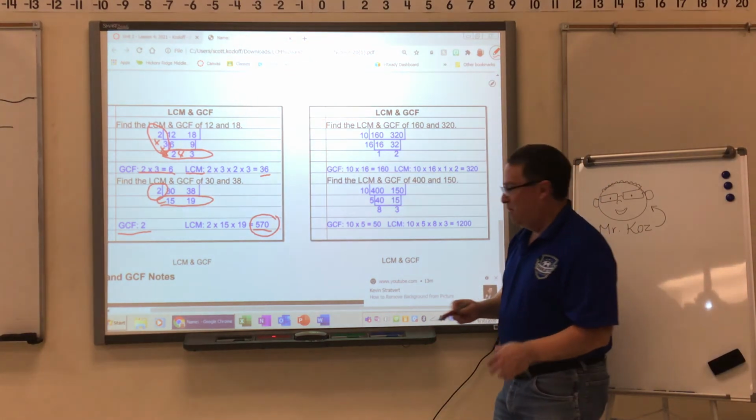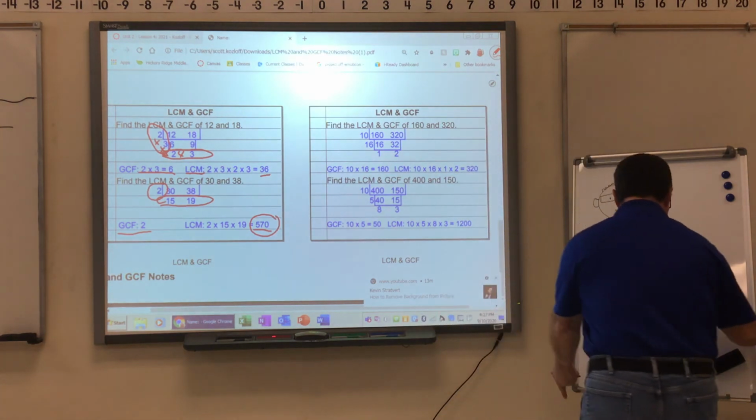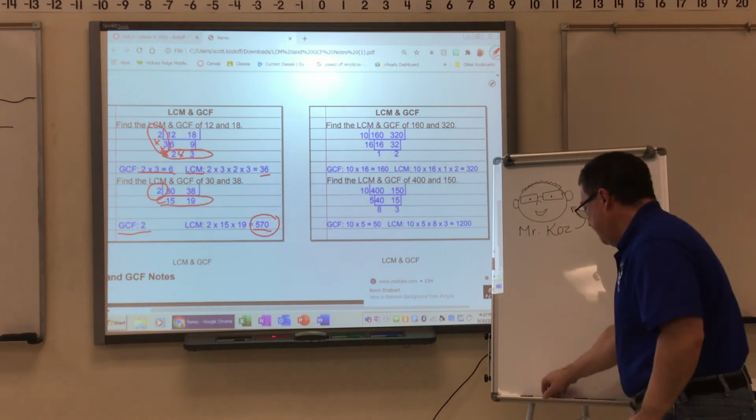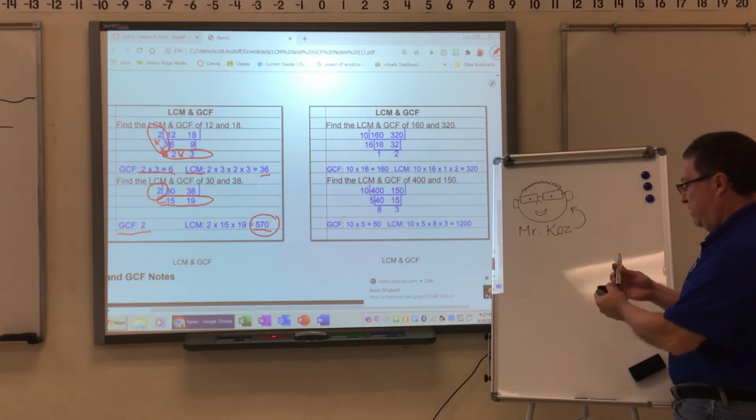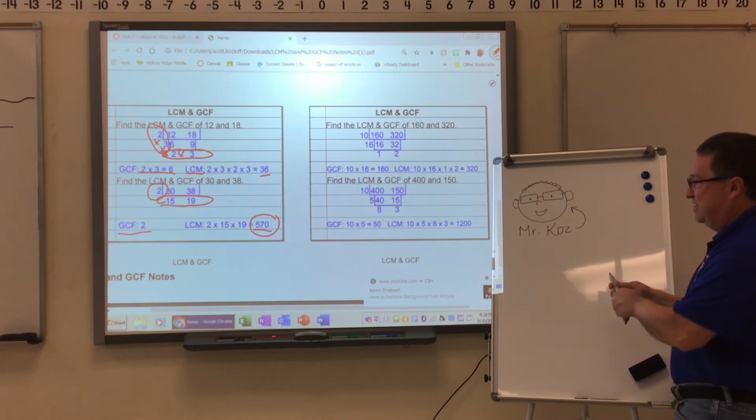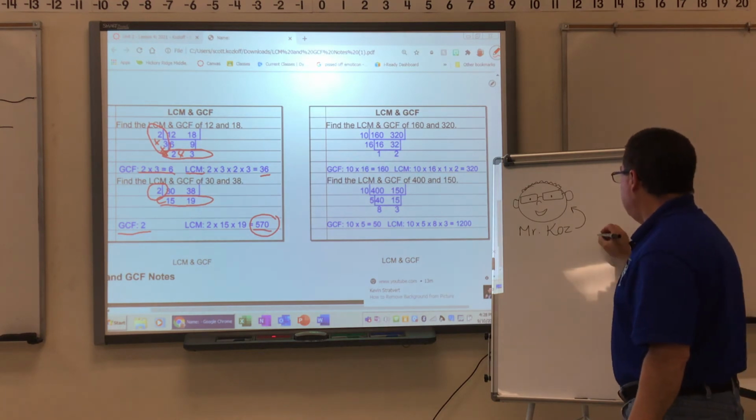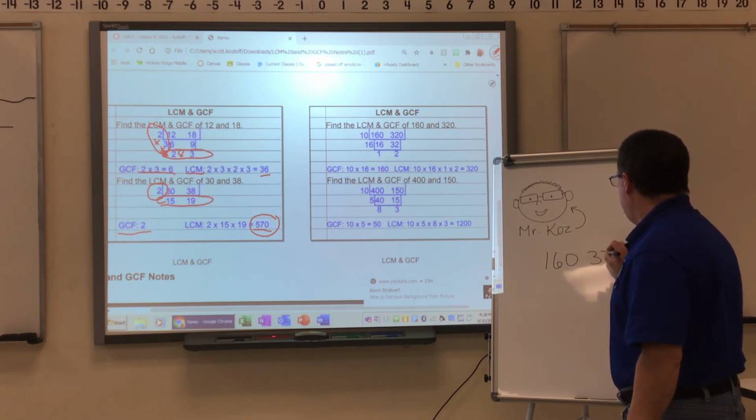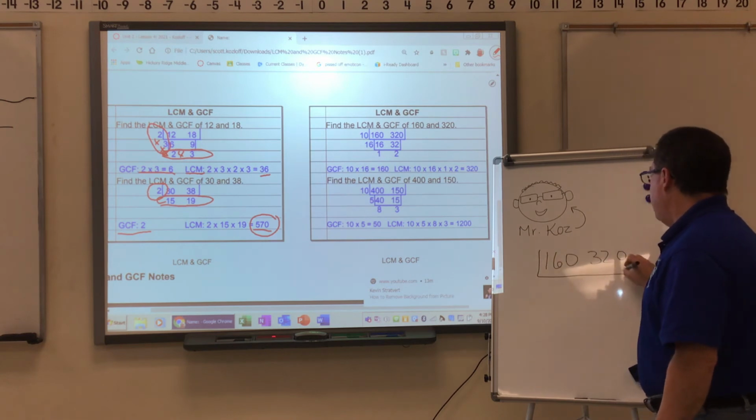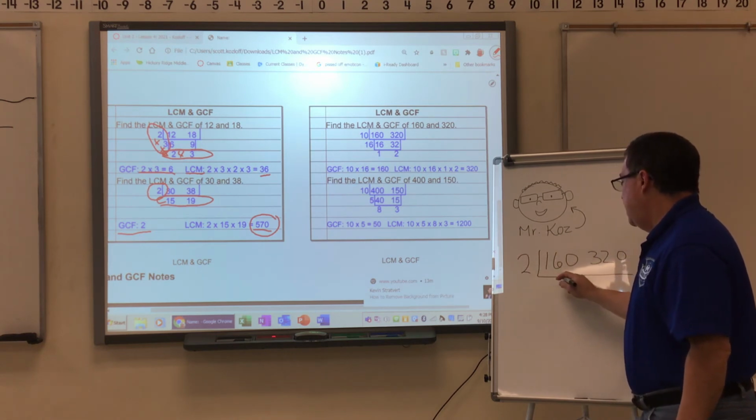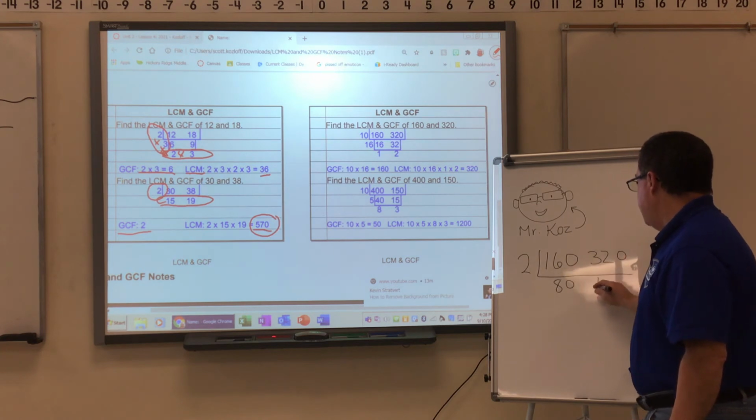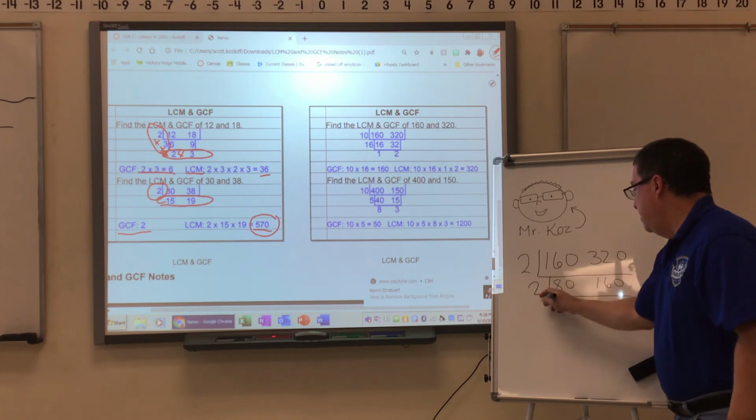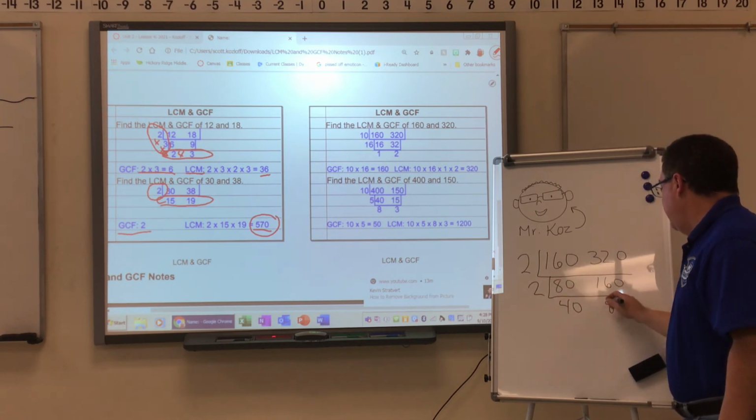So the first thing I want to show you and remind you of is, if we were going to do that the long way, thank you to one of my associates for drawing a picture of me. If I wanted to do this and use prime numbers, I would have to have 160 and 320. And the first thing I would do would be to take out a 2. And that would make this 80 and this 160. Then I would make my next layer, take out another 2, and that would be 40 and 80.